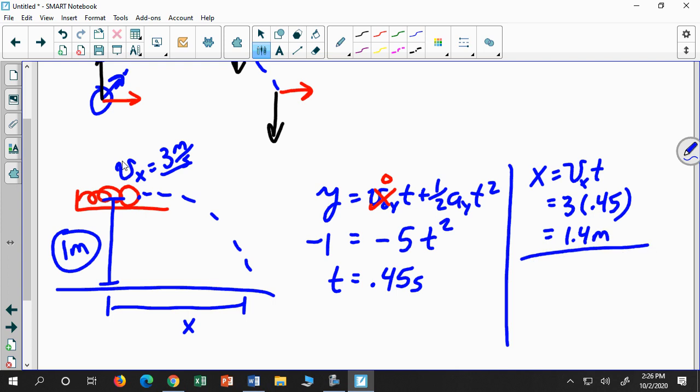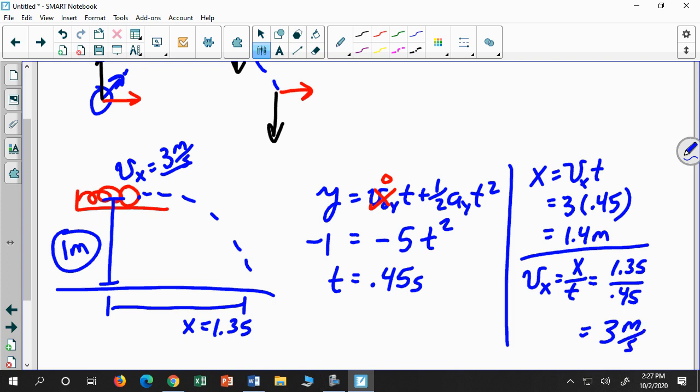So I could do that, or I could tell you what x is, let's say it's 1.35 meters, and then ask you what Vx is. And it'd be a similar problem. You just say Vx is equal to x divided by t. So that would be 1.35 divided by 0.45, which is equal to 3 meters per second. Either one of those.